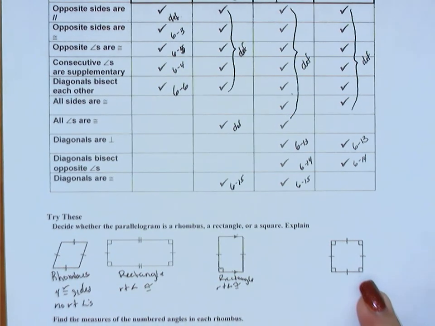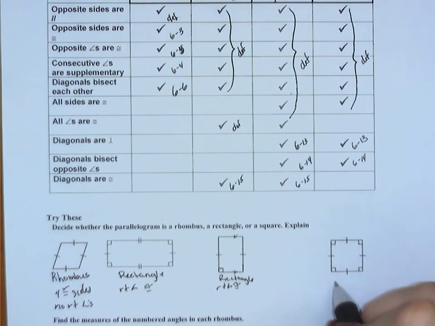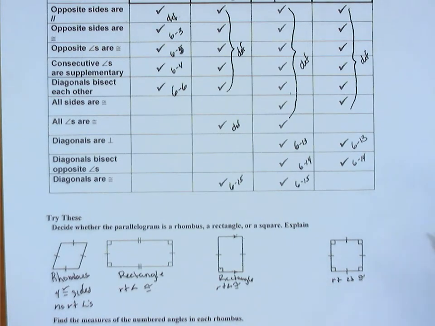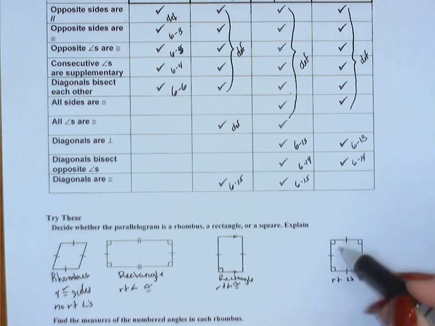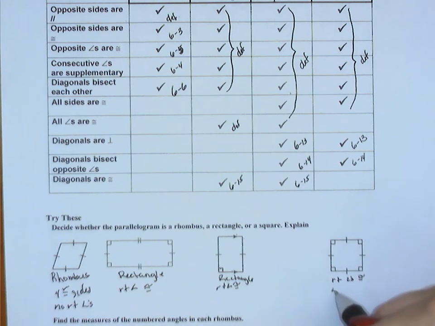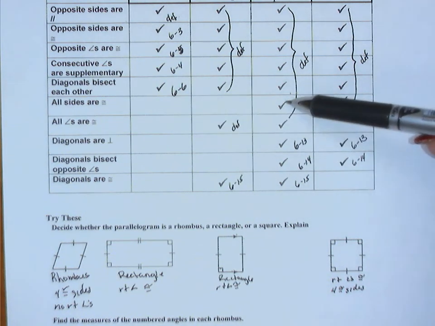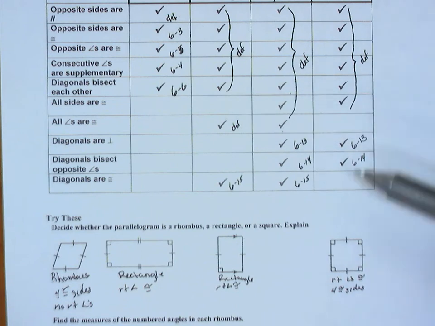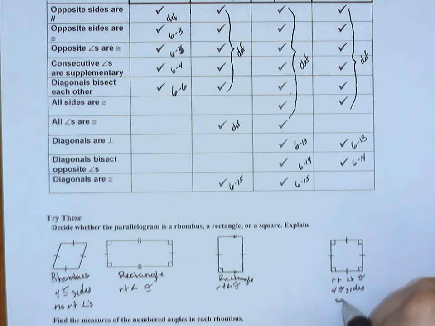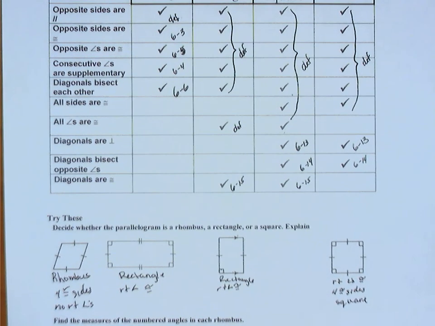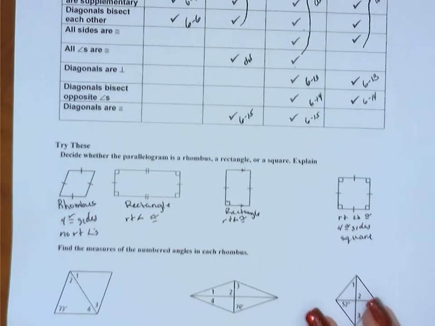Right here, I have all right angles, and they're all congruent, right? So all my angles are congruent. And then I have 4 congruent sides. So congruent sides and congruent angles makes this a square. So this is a square. Alright. Now I want you to try this part right here.